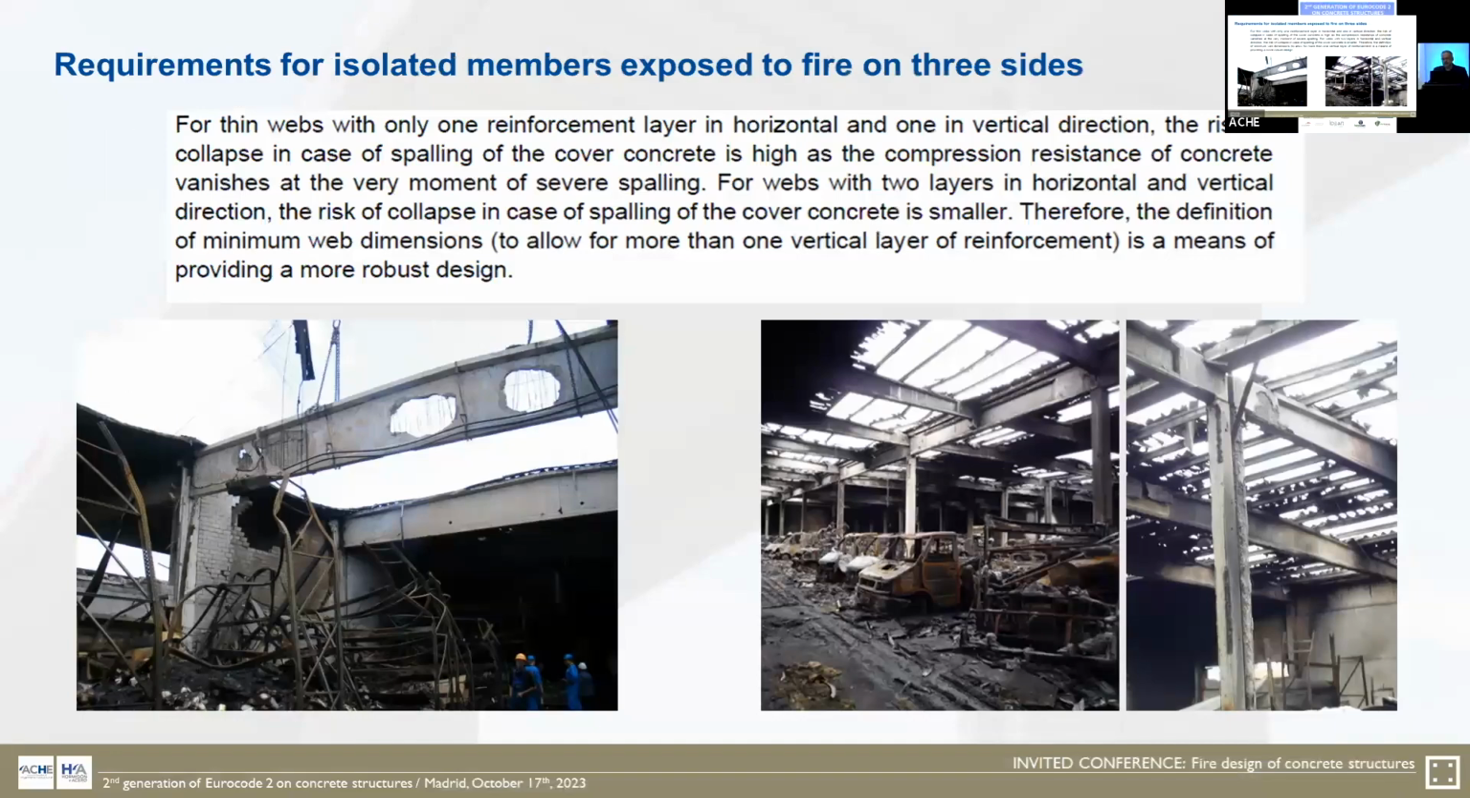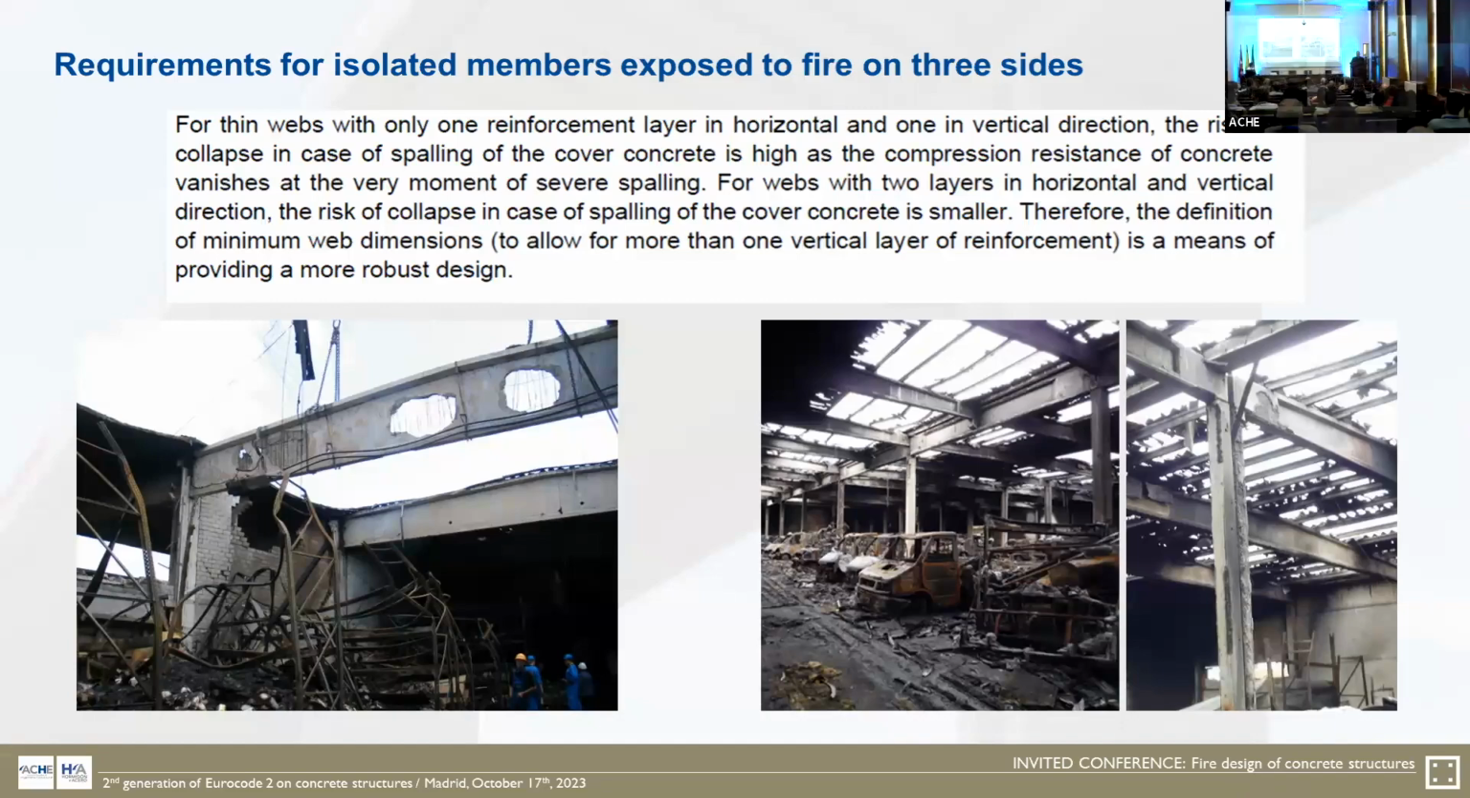Finally, just to tell you, this was the phenomenon I was mentioning before. There to the left, you see what happens in thin webs when you have spalling. Basically, you lose everything that's between the top flange and the bottom flange. And this is a problem. We had a failure of such a beam in Italy. And unfortunately, one firefighter was killed. So imagine, it's a problem of safety of people in the end.